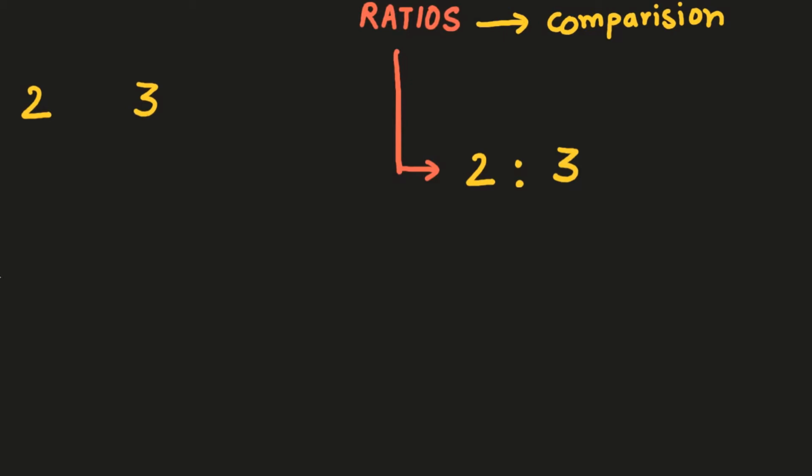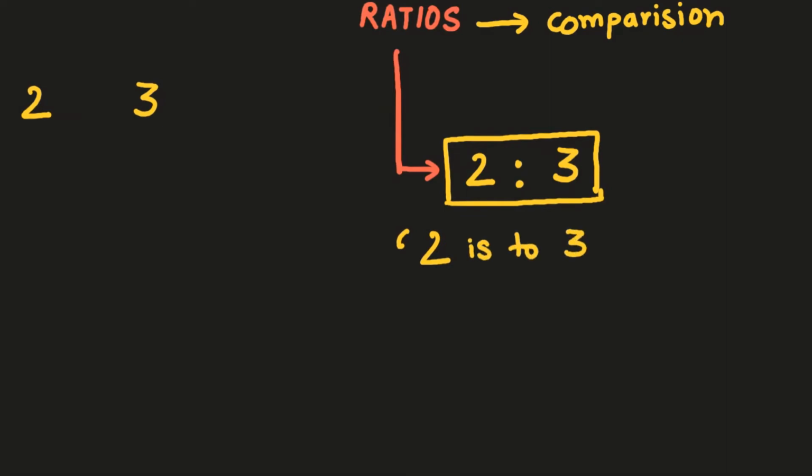In this case, I'm comparing the number of apples I have to the number of apples he has. So I have 2, he has 3. I can write it in the ratio format in this way: 2 colon 3, which is read as 2 is to 3. This is how it is read.